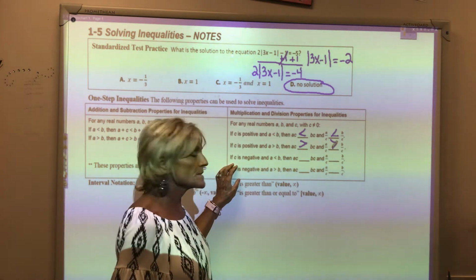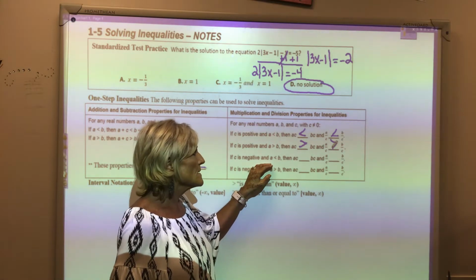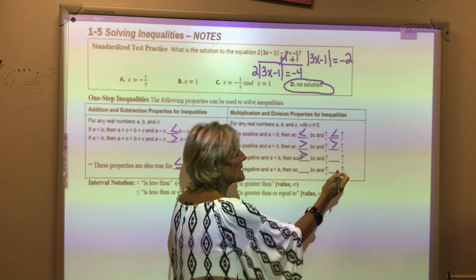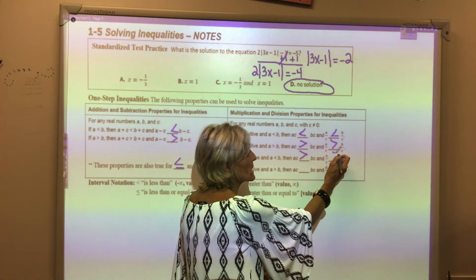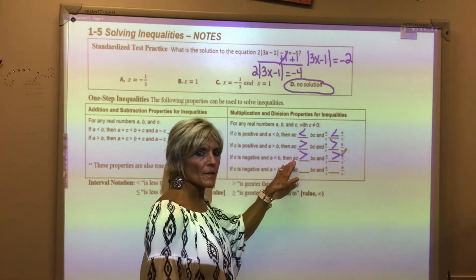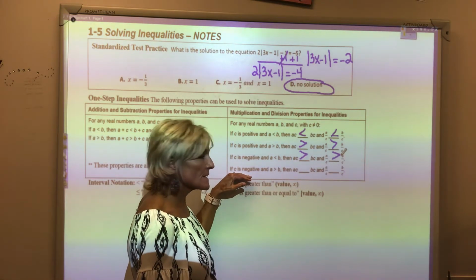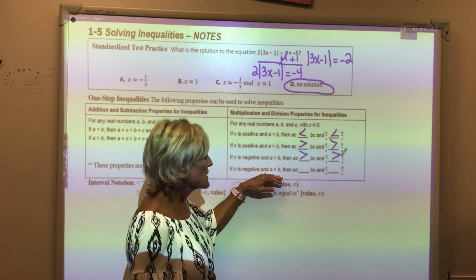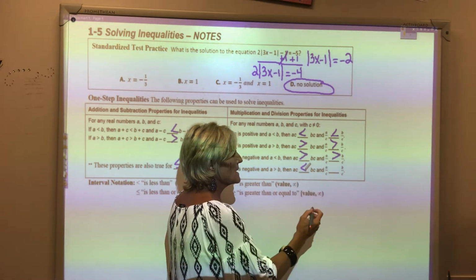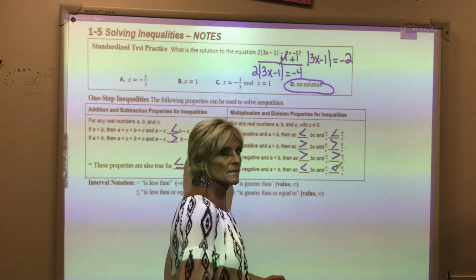If, however, c is negative and a is less than b, then ac is greater than bc, and a divided by c is greater than b divided by c. When we're working with a negative, we flip our inequality around. So therefore, if c again is negative and a is greater than b, then ac is less than bc, and a divided by c is less than b divided by c.